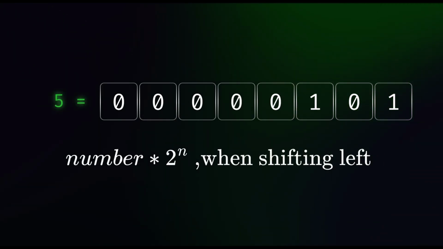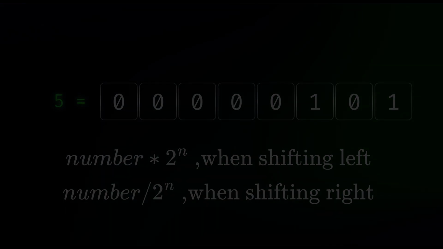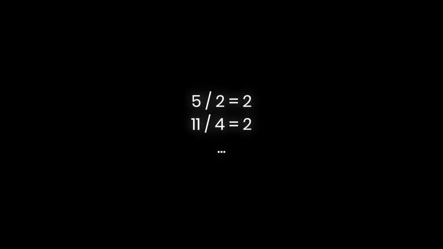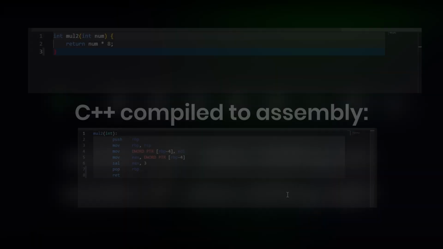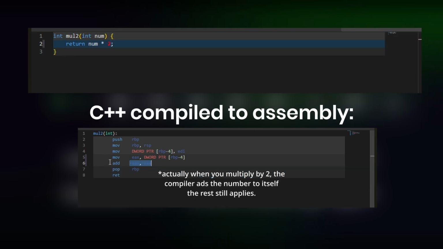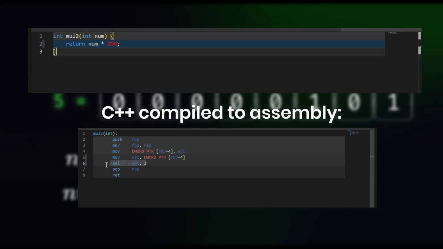We multiply the number by 2 to the power of n, where n is the amount of shifting. The inverse goes for shifting to the right, quite literally. You divide the number by 2 with each shift, and pay attention, we are using integers. The result won't have any remainder, so it's just like using the divide arithmetic operator multiple times. That's the first trick, and it's a pretty useless one, since the compiler already does that for you. When you multiply the number by 2 in C++, the compiled operation in assembly is a bit shift, which means the compiler already optimized it for you.